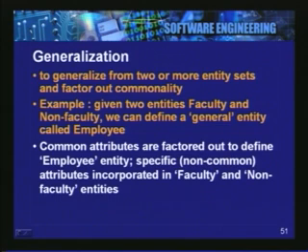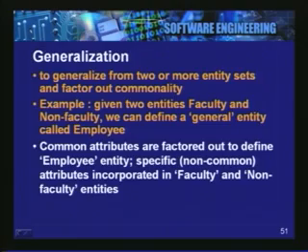In this case, the common attributes which are present at both the faculty and the non-faculty level are extracted and factored out. These common attributes are treated as the attributes of the general entity employee. These attributes, for example, could be the employee identification, employee name, date of joining, basic pay rate. These are attributes which will apply to both faculty as well as non-faculty, and these can be extracted and defined at the level of the employee itself.